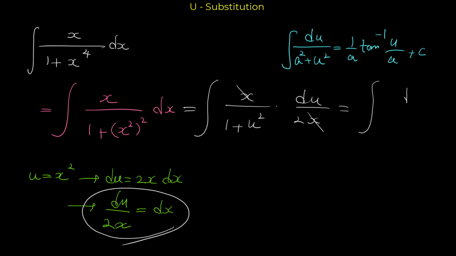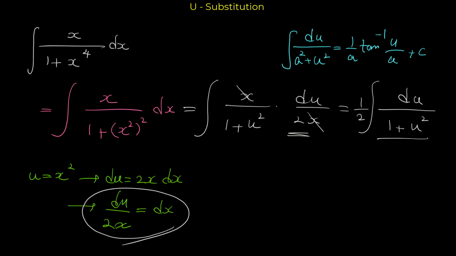du over 1 plus u to the 2. What happened to the 2 in the denominator? Move it to the outside of the integral and write it as 1/2. This is better for finding the integral.